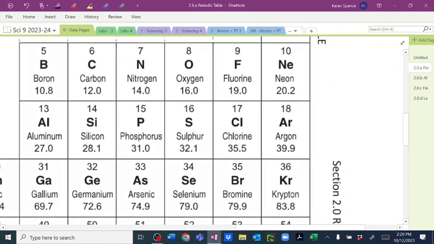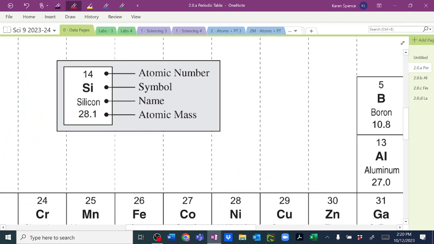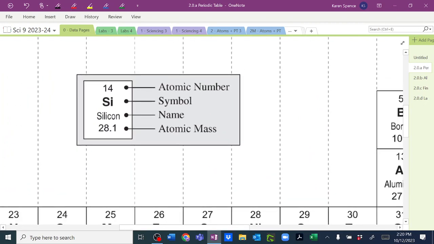The number at the top here, if we look at our little doodad in the middle, 14, is what we call the atomic number. Do you guys know what the atomic number tells us about an atom? It tells you how many protons. It tells you the number of protons. If you want to write that on your sheet, you can.